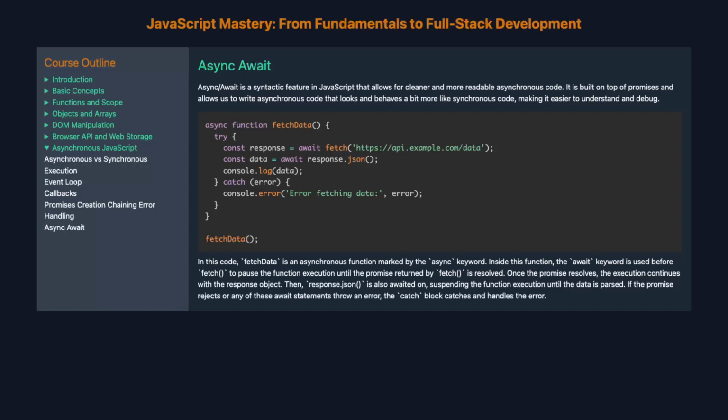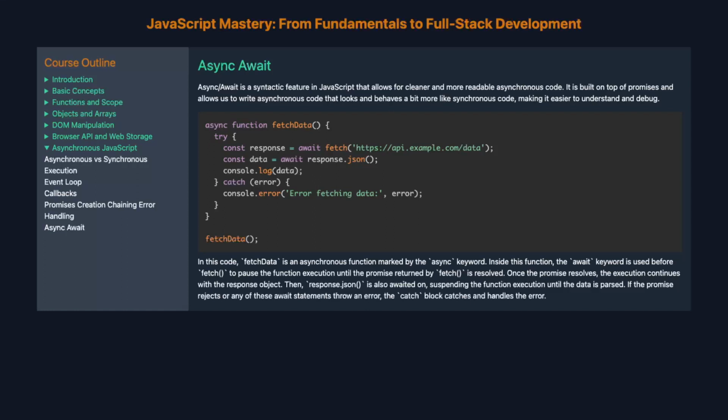fetchData is an asynchronous function marked by the async keyword. Inside this function, the await keyword is used before fetch to pause the function execution until the promise returned by fetch is resolved. Once the promise resolves, the execution continues with the response object. Then, response.json is also awaited on, suspending the function execution until the data is parsed. If the promise rejects or any of these await statements throw an error, the catch block catches and handles the error.